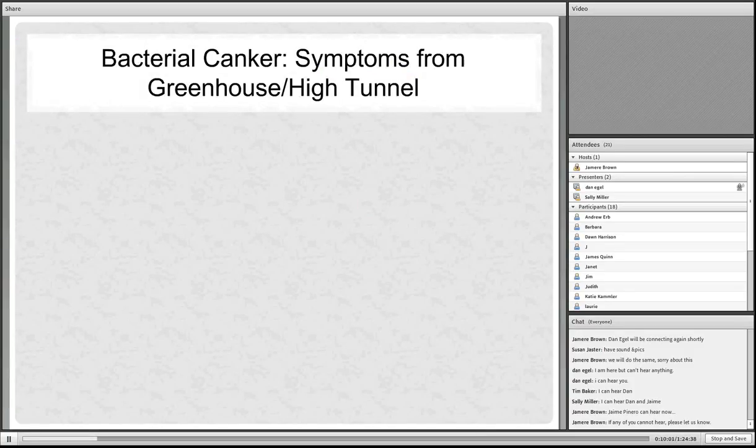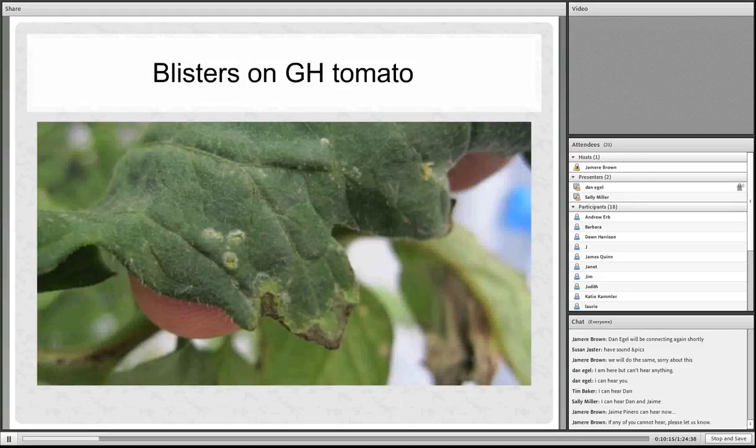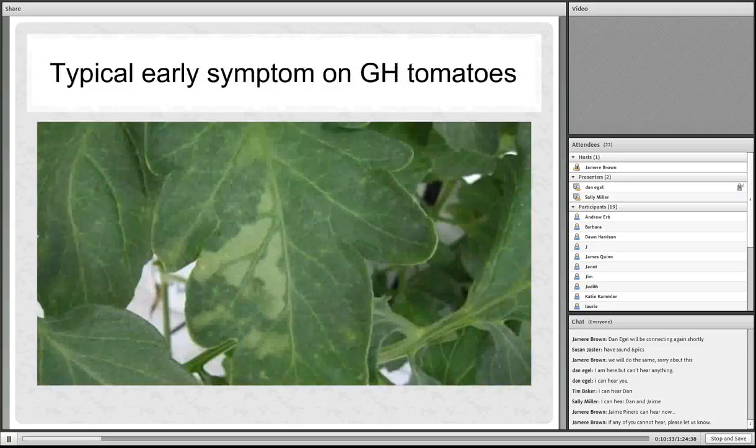All right, symptoms. These photographs are provided by Sally Miller, showing some unique symptoms in greenhouse and high tunnel situations that are quite a bit different than what we might see in the typical field situation. For example, in a greenhouse you might see these blisters on the leaf here. That would be very easy to miss, but it's a telltale sign. You also see some marginal necrosis, which is pretty typical of a field situation. Here's some interveinal cell collapse you might see in a greenhouse situation.